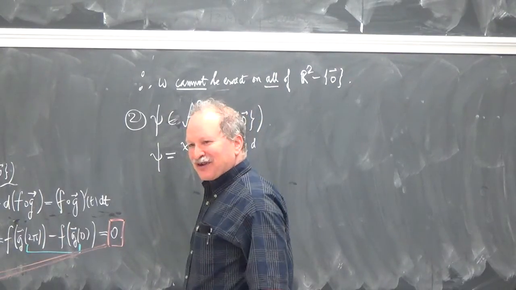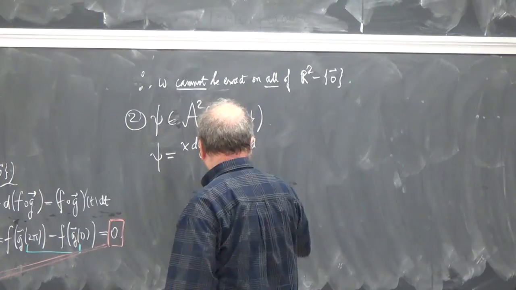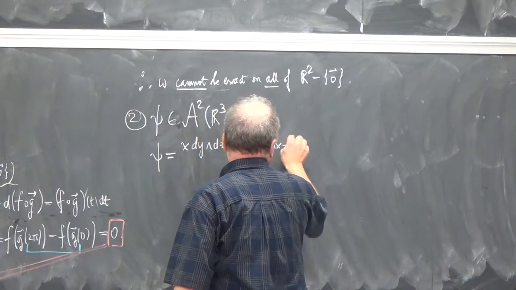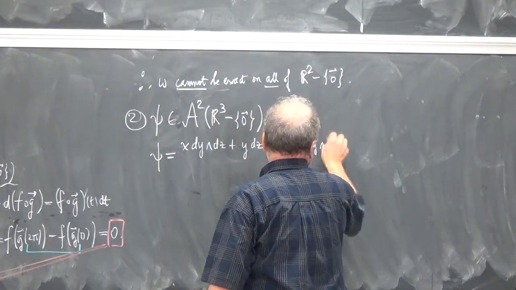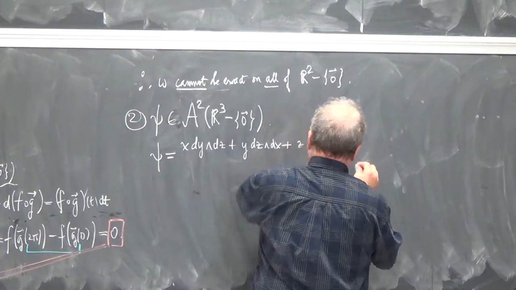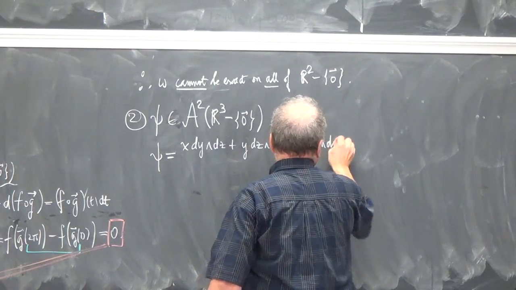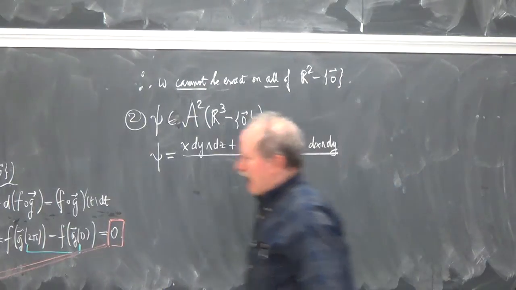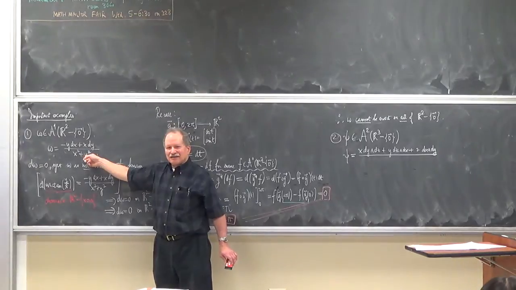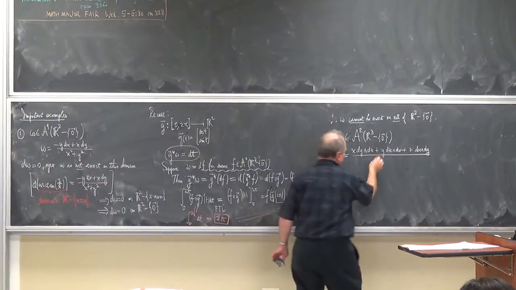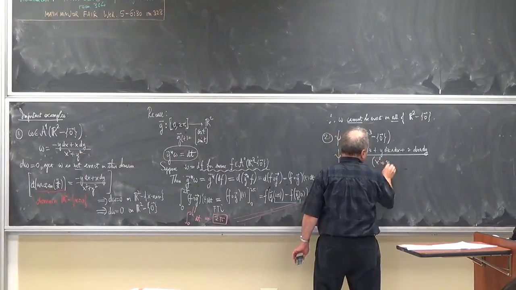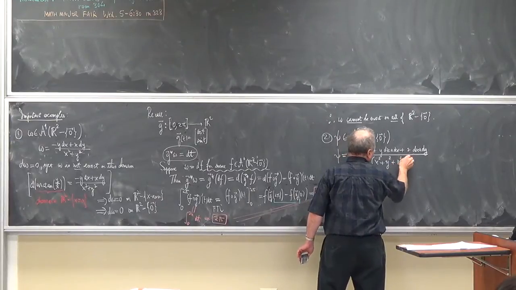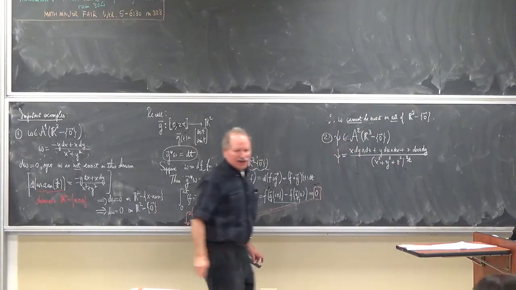I don't even have to finish writing? You do, because you just put a variable and then d of the other thing is wedged, in the appropriate order, and then divided by something. So the analog of this is x squared plus y squared plus z squared, to the negative 3 halves? Oh, so in the denominator it's 3 halves.